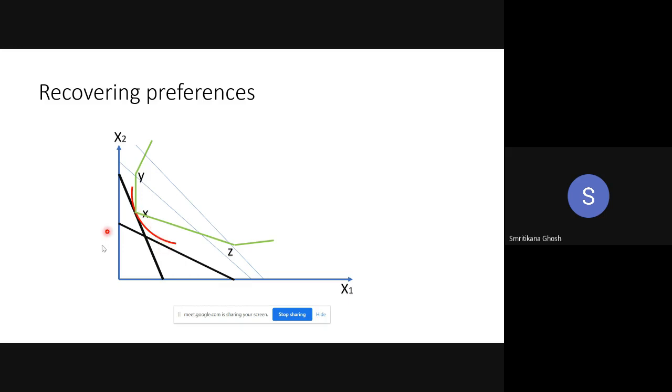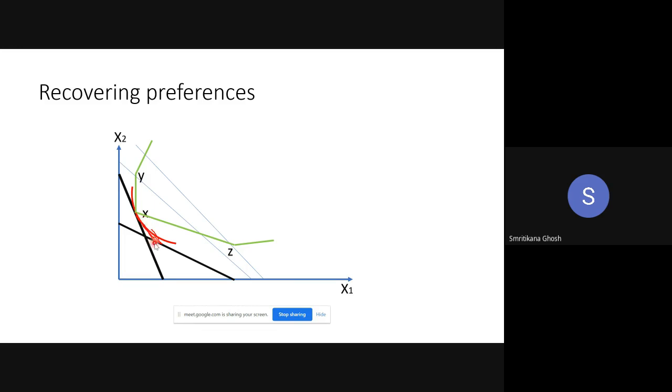So let me draw it. Just a minute. If you join this point with this point like this, I'm just joining, look, a straight line. I'm getting a straight line, nothing else. So I can understand that any point above this straight line is more preferred to the point on the straight line, and any point below the straight line is less preferred to the point on the straight line.